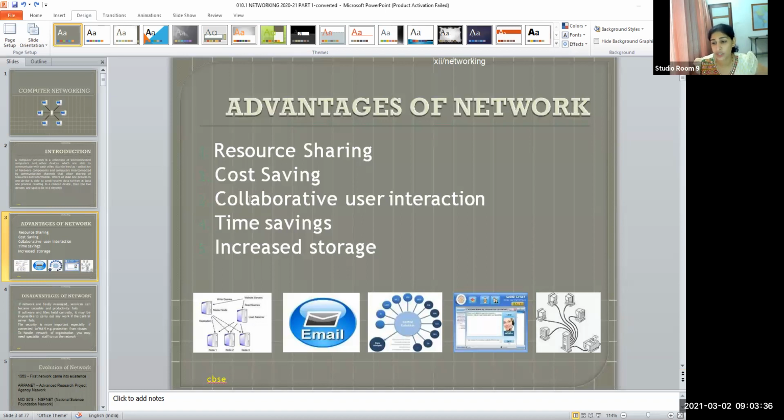Increased storage. Increased storage means if you have a network and your system has 1 terabyte memory, and the other system in the network has 1 terabyte of memory, then, if you have permission, you can store in both the systems. So the user will feel that I have 2 terabyte of memory. That is increased storage.